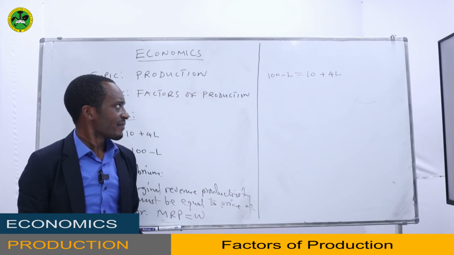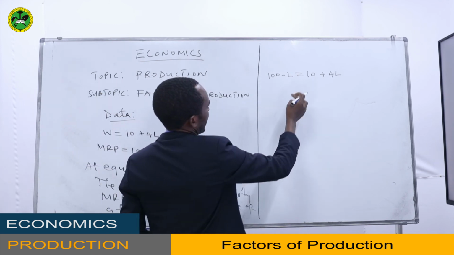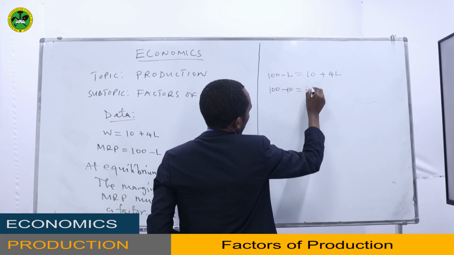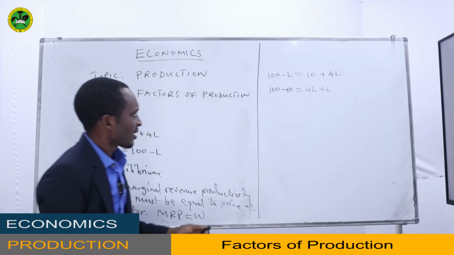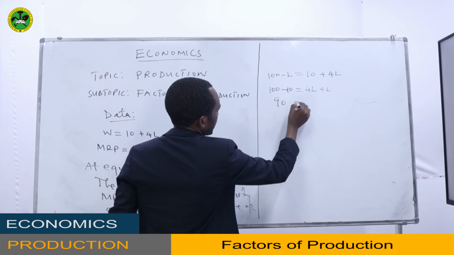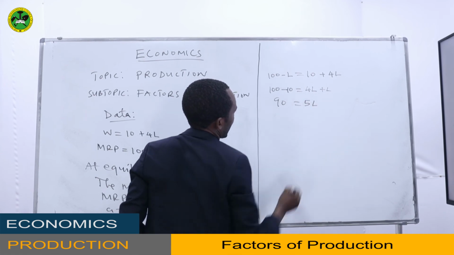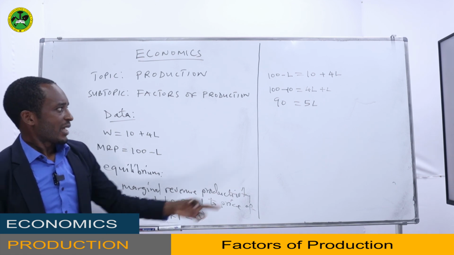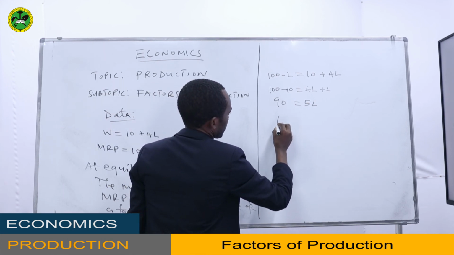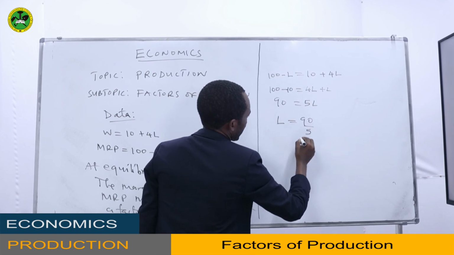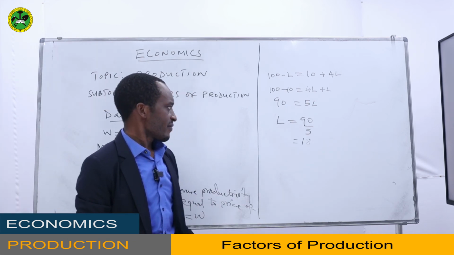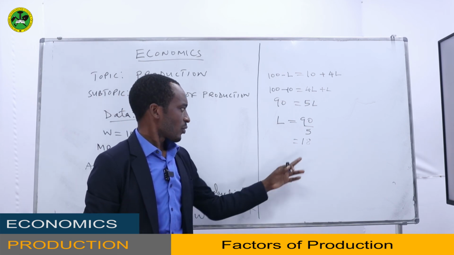So you will collect the like terms. This one comes this side, so it will be 100 minus 10, which will be equal to 4L plus L. So when you subtract 10 from 100, remain with 90, equals to, when you add, it will be 5L. So when you divide both sides by 5, L will be equal to 90 divided by 5, which will be equal to 18.